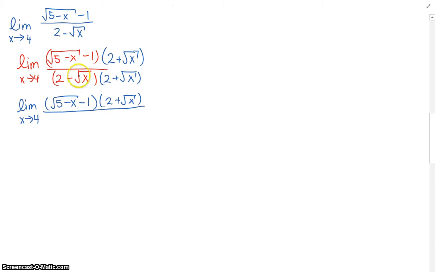In this case now I have 4 minus x. Now you'll notice that if I plug 4 into this right now, it's still going to leave me a 0 on the denominator. So we're going to multiply by the conjugate of the numerator and see if that helps us.